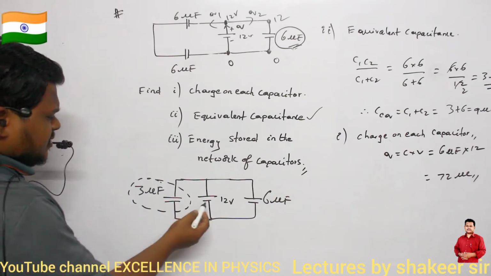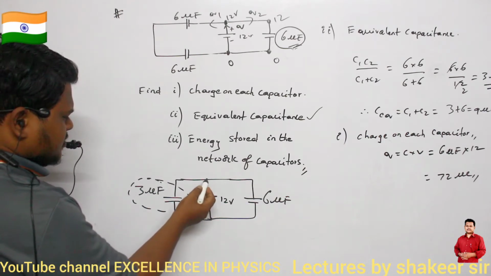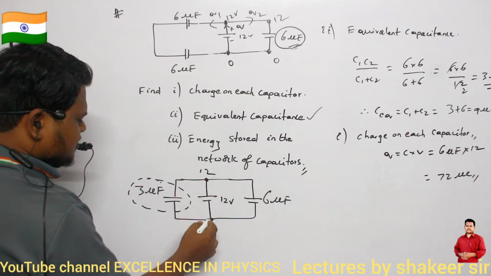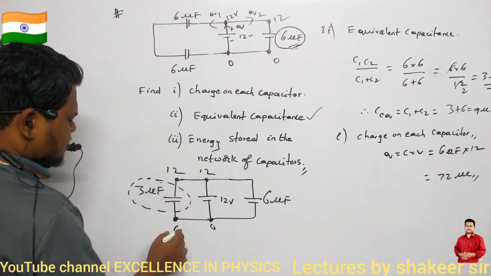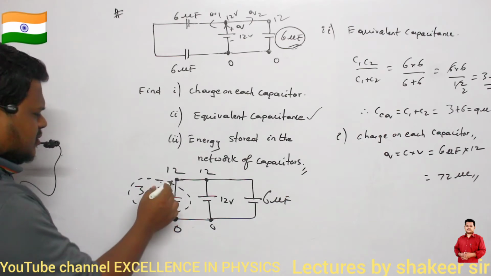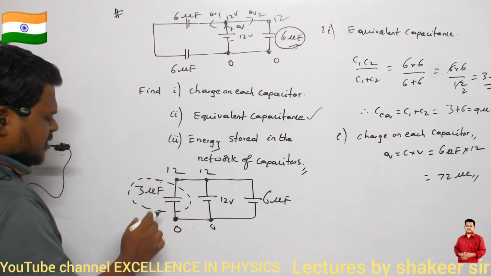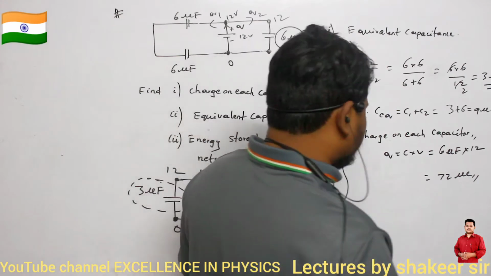Come on, potential difference is again 12 only, no? 12 only. So here if potential is 12, here if potential is 0, same potential exists here also and same potential exists here also. Clear? So therefore, we have potential difference of 12 and capacitance as 3. So therefore, again, what is the charge?